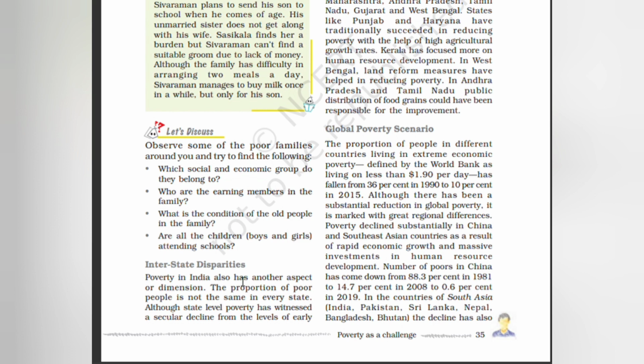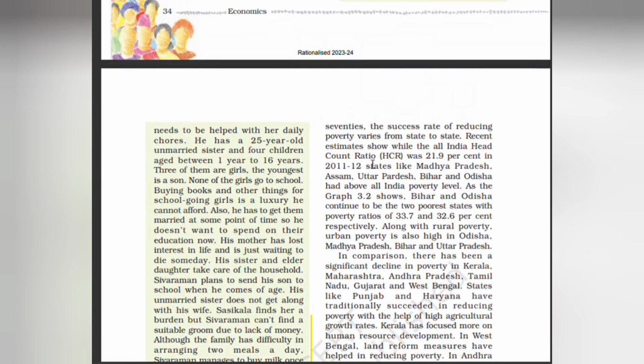Interstate disparities. Poverty in India also has another dimension. The proportion of poor people is not the same in every state. Although state-level poverty has witnessed a secular decline from the levels of the early 1970s, the success rate of reducing poverty varies from state to state. Recent estimates show that while the All India head count ratio, HCR, was 21.9% in 2011-12, states like Madhya Pradesh, Assam, Uttar Pradesh, Bihar, and Odisha had above All India poverty levels. As the graph shows, Bihar and Odisha continue to be the two poorest states with poverty ratios of 33.7 and 32.6% respectively.